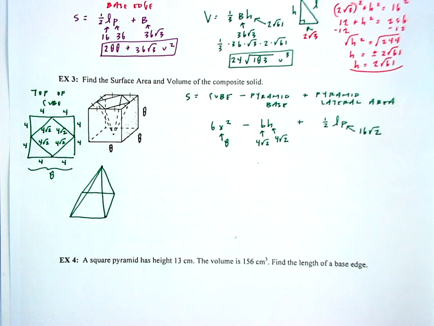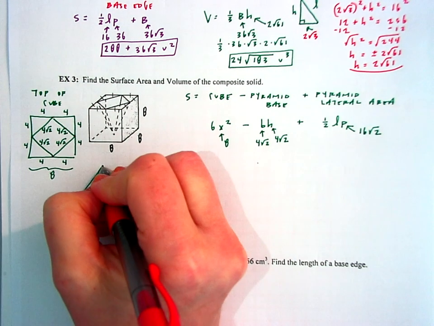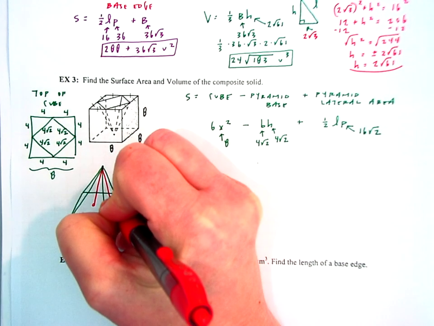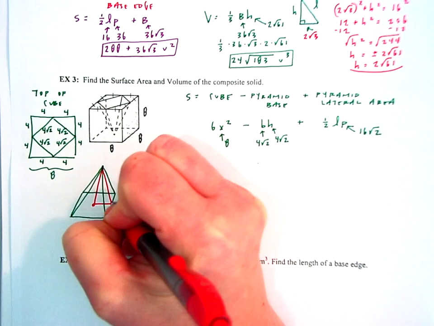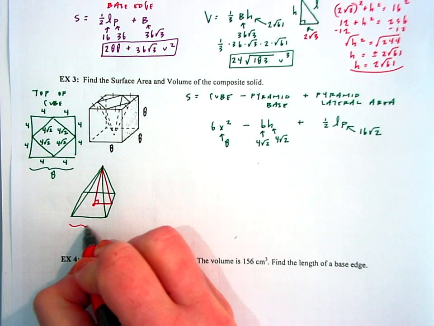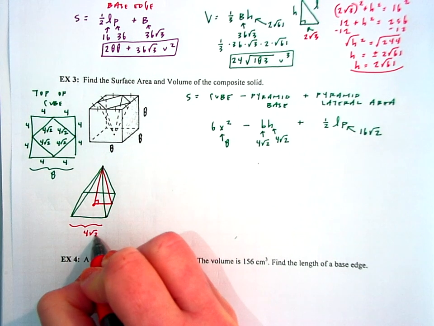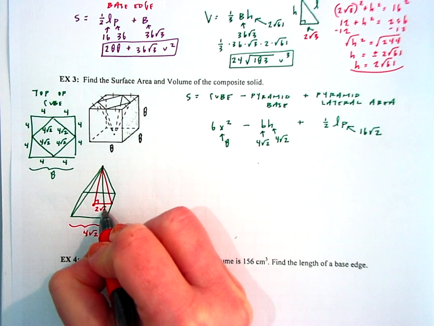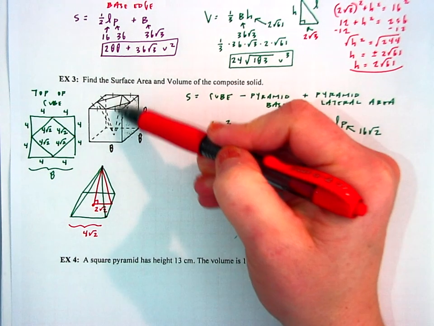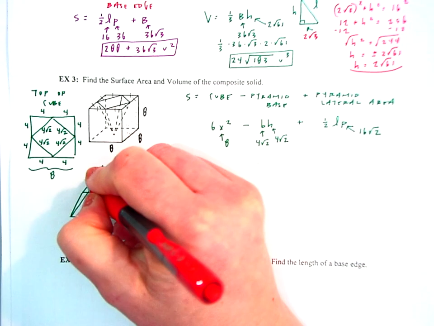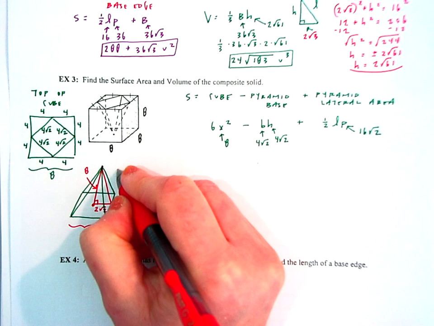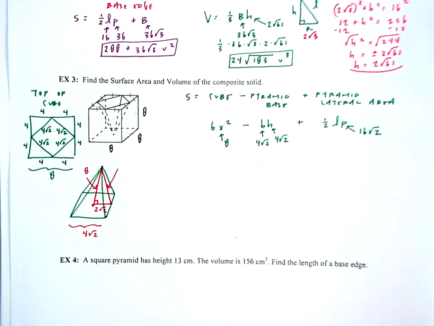I'm going to draw in my height first, just like that. And then I'm going to draw in my slant height like that, and the apothem like that. So right now, if I know that each side here is 4√2, I know that here is 2√2. I know that the height of the pyramid and the cube are both 8, so the height here has to be 8. So I need to figure out my slant height right there using the Pythagorean theorem.